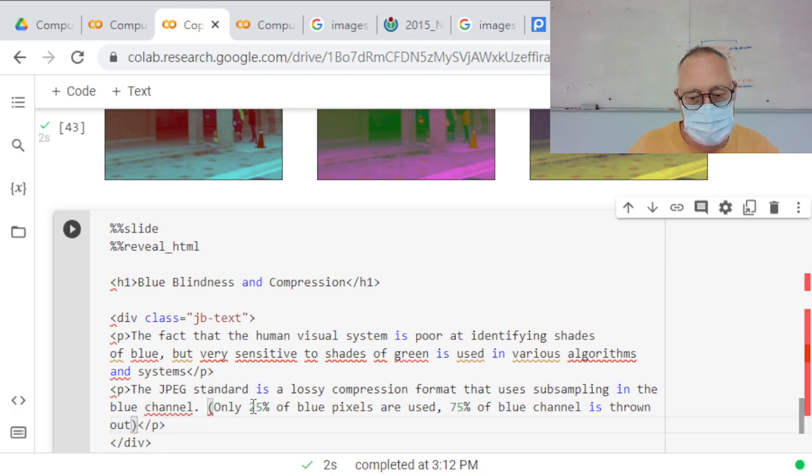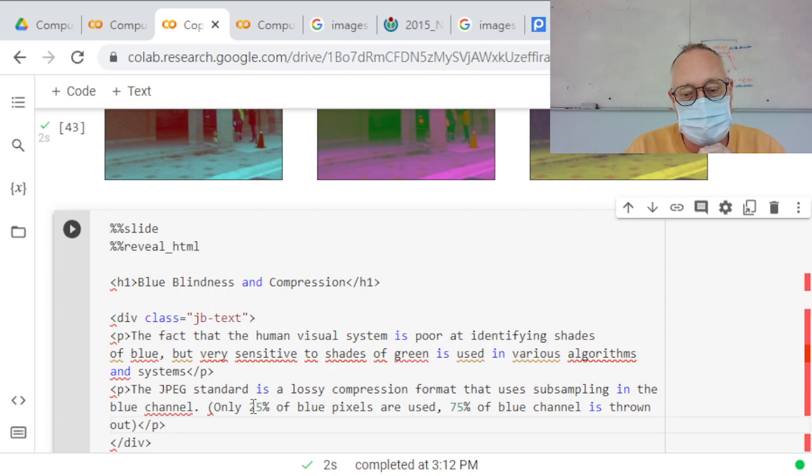So for example, the JPEG compression standard, so if you have an image that is in JPEG format, then the compression is lossy, so it's not a one-to-one compression decompression, right? When you actually take the original image, then compress it to JPEG, and then uncompress it, you end up with a different image. Certain information is being lost. One of the information that is being lost is most of the blue information.